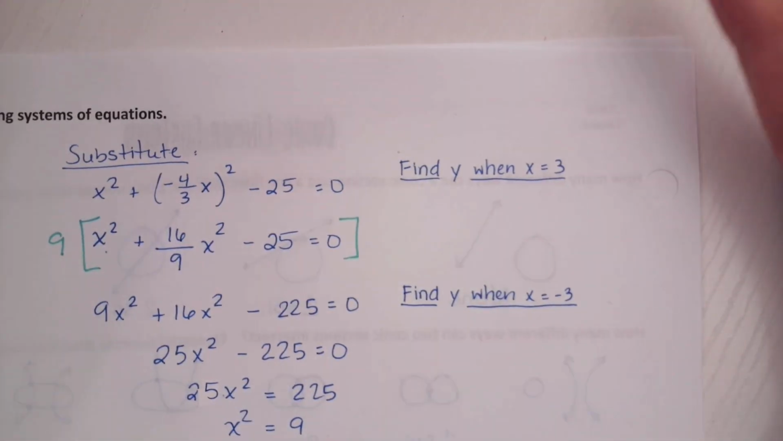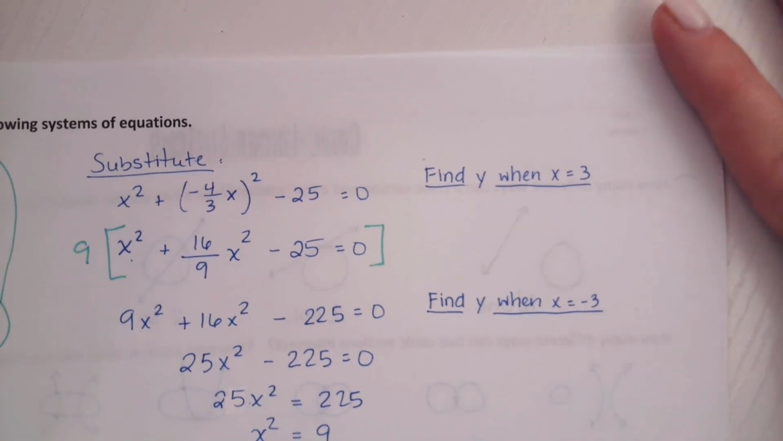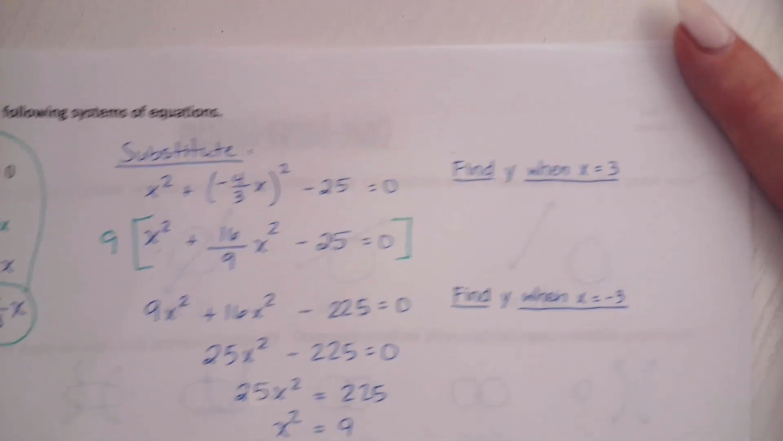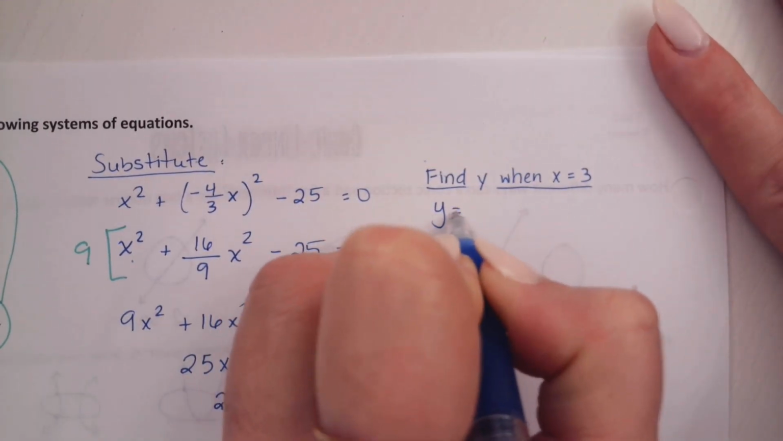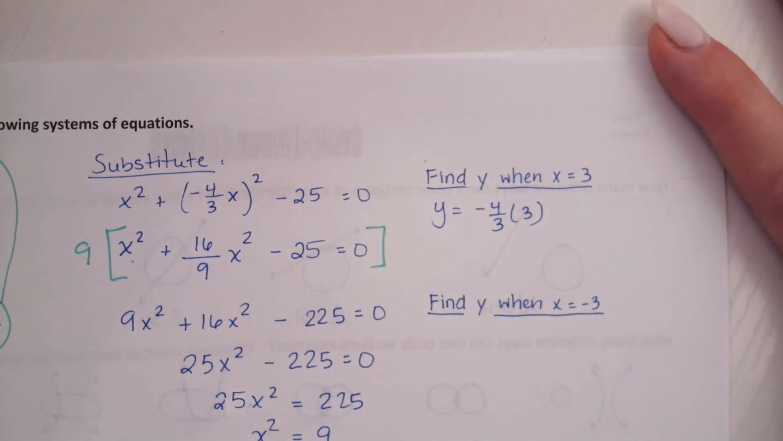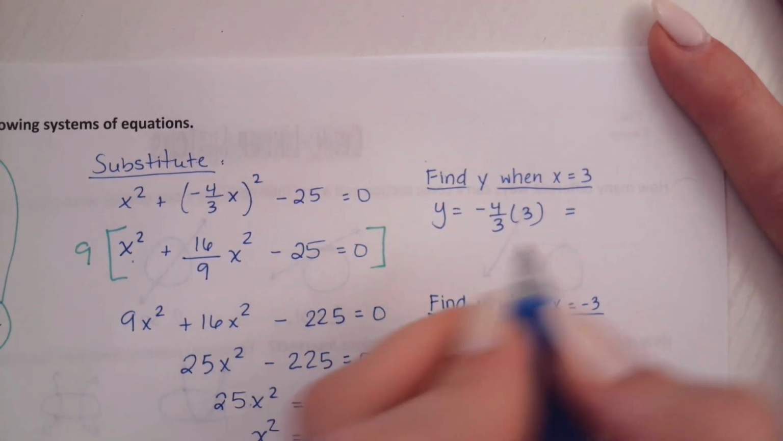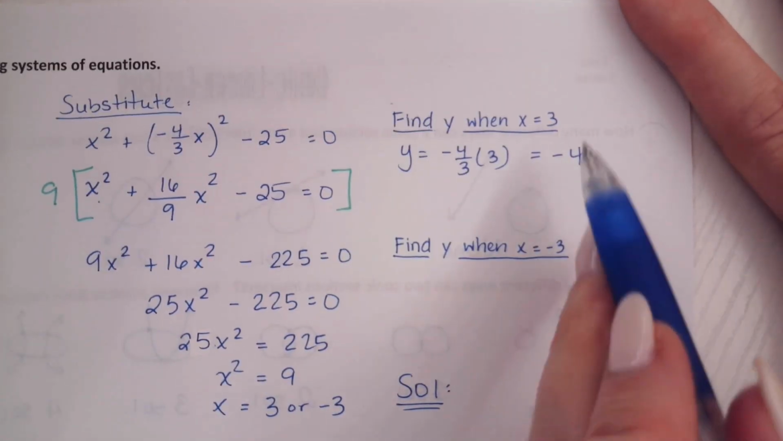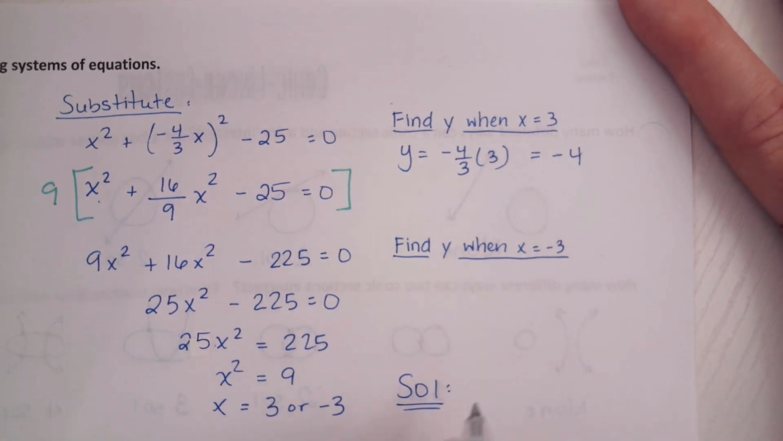Okay. Is there a great place to find y? Yeah, right here. It says y equals negative 4/3 times x. So y equals negative 4/3 times the x, which would simplify to just negative 4. Very good. Well, then one of my solutions would be 3, negative 4, the x and then the y.